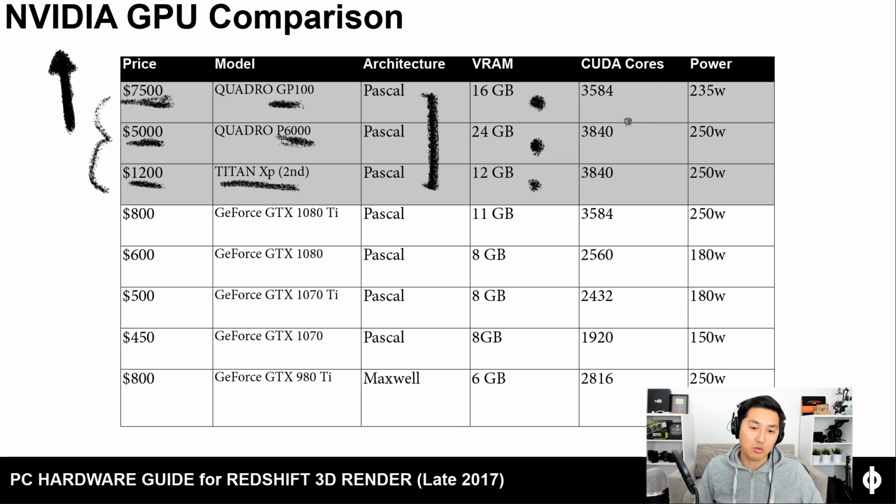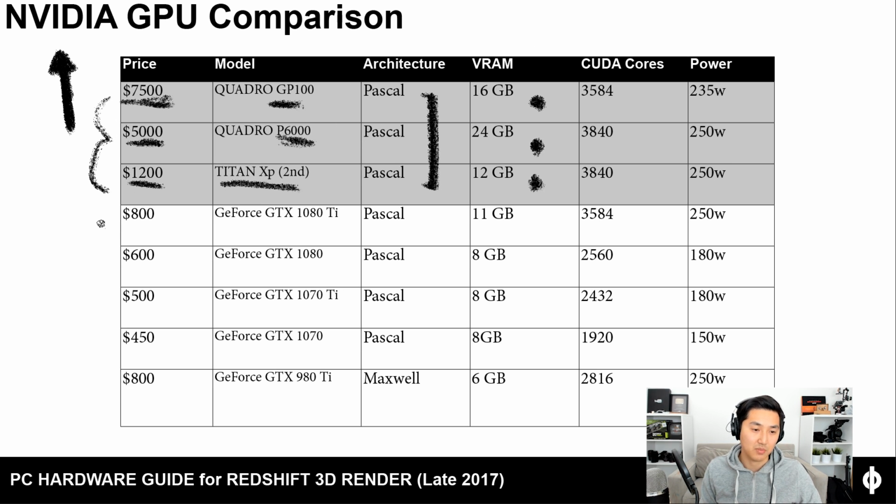Next, we're going to be looking at the CUDA cores. We can see that they're pretty much all the same, and the power draw is also pretty much the same. So we're looking at this, and it's like, why is the P6000, with the most video RAM, less than the GP100? We'll look at that in the next slide as well. But just so that you know, this is the current 2017 lineup of the professional high-end NVIDIA Quadro and Titan Pascal GPUs.